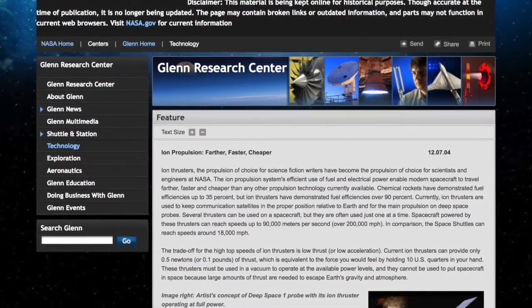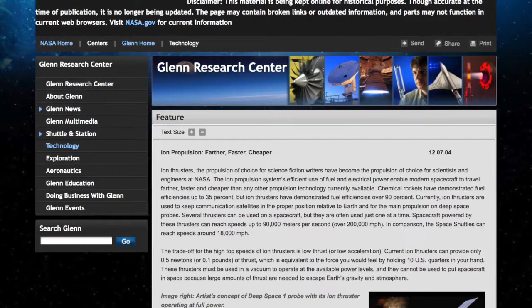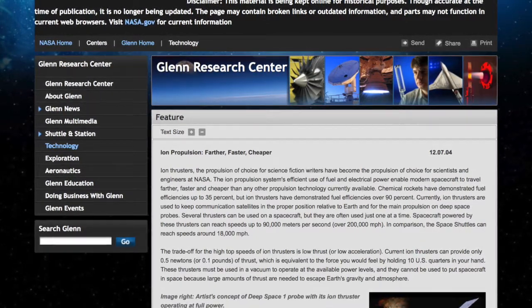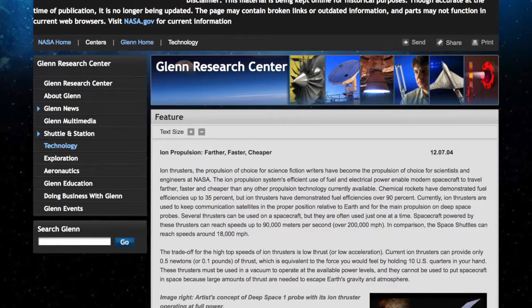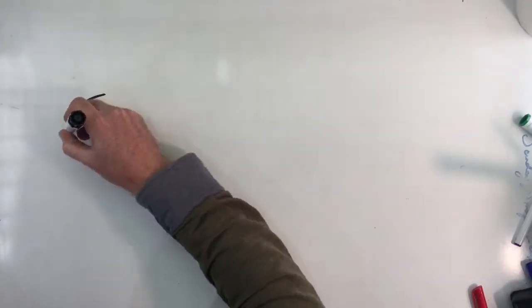Well, our craft will be in the same environment, so even though we don't have a huge amount of thrust to work with, the constant acceleration that we are able to achieve will allow us to compete with current systems and do so without running out of fuel. But it gets even better.